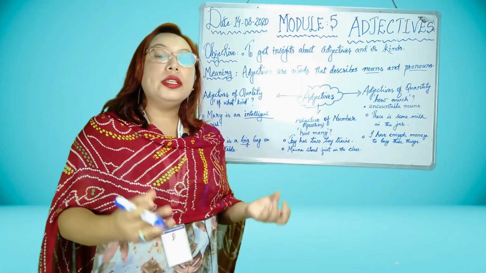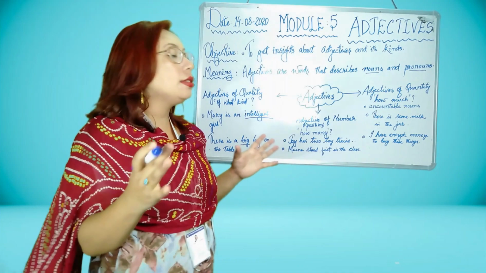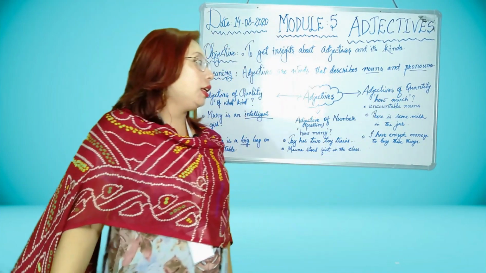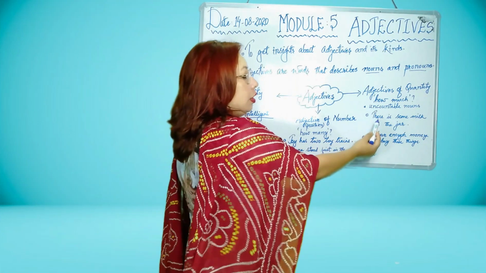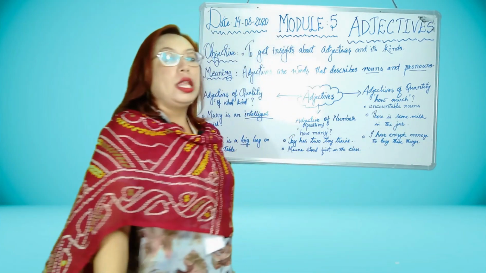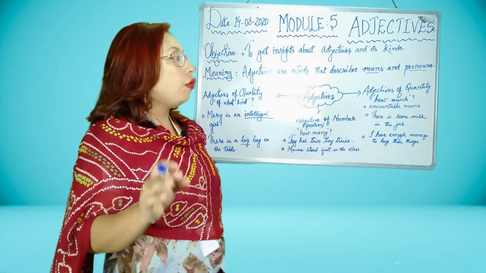For example, little, few, much. Okay, all these are examples of adjectives of quantity. Now can you see it on the board? The first example I've given here: there is some milk in the jar. Now can you identify, class, which is the adjective of quantity?